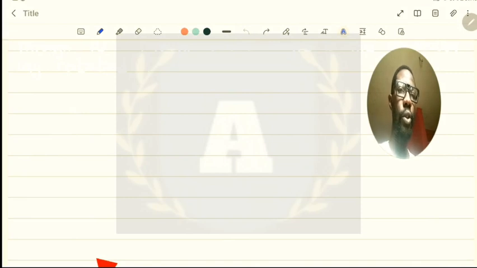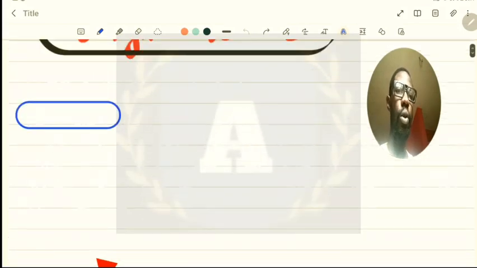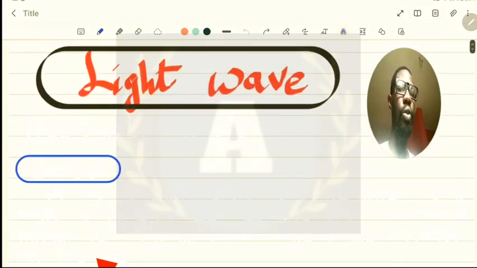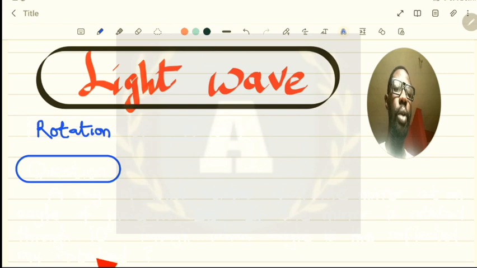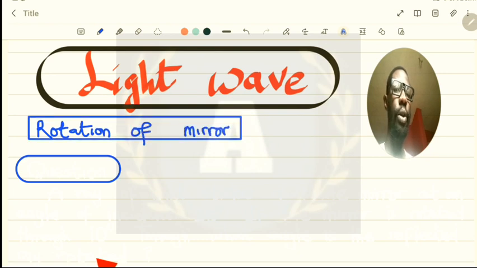Now, in this concept, we want to unravel the aspect that has to do with light wave and popular questions that do come out on this aspect. The aspect that has to do with rotation of mirror, reflection, inclined plane, and the likes. Meanwhile, I'm going to start with the first aspect, which is rotation of mirror. And we have the first question there.